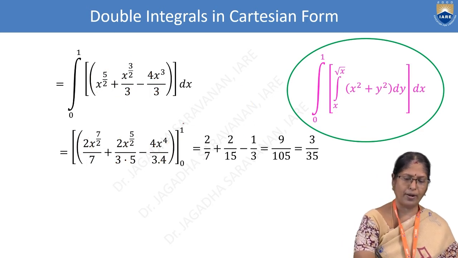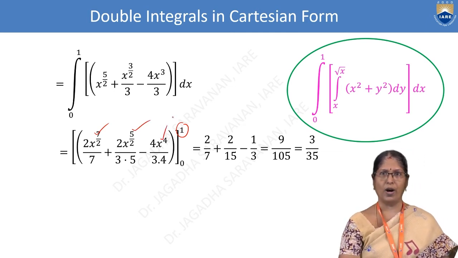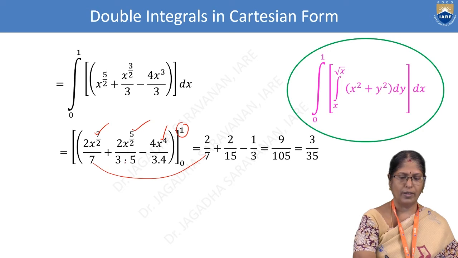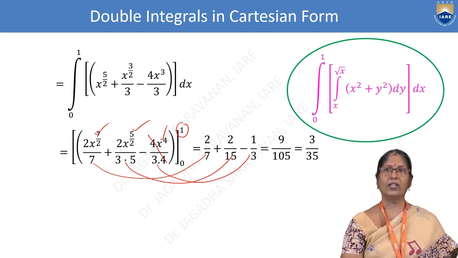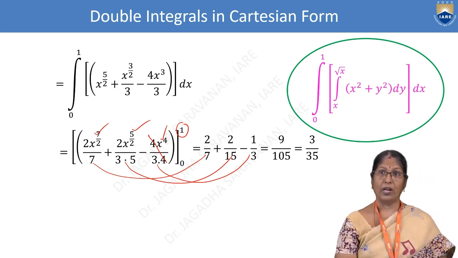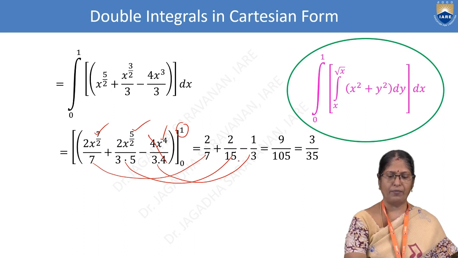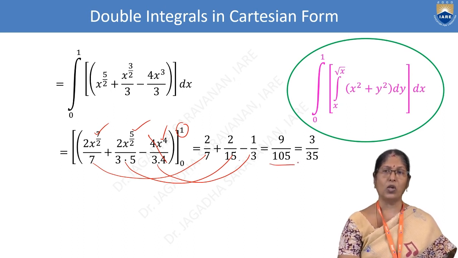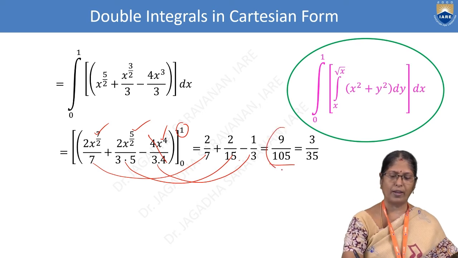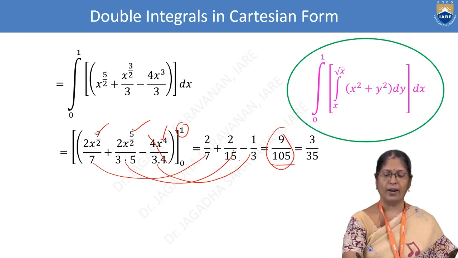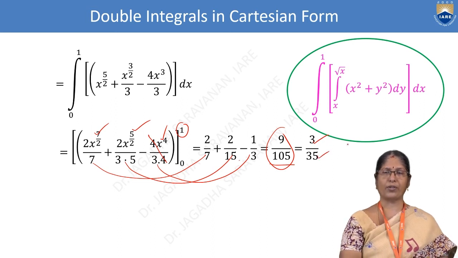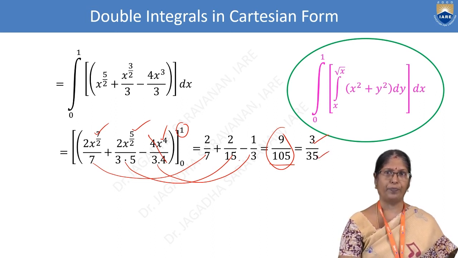Now the upper limit is 1. In the x places, we are substituting 1. So 2 by 7, here 2 by 15, minus 4, the 4s getting cancelled, minus 1 by 3. Now we are taking the LCM of 7, 15, 3 put together, the LCM is 105. Simplifying these fractions, we got 9 by 105. More simplification, taking 3 as common, the lowest form of the fraction is 3 by 35.